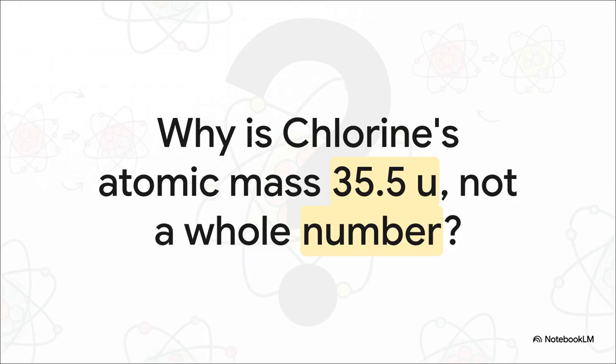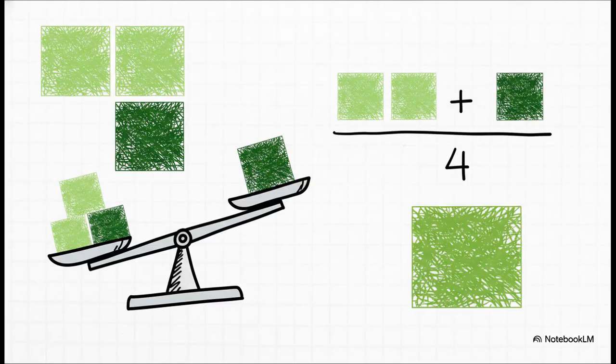The answer is isotopes. The reason is that if you take any sample of chlorine from nature, you'll find it's actually a mix of 2 isotopes. About 75% of the atoms are chlorine-35, and the other 25% are chlorine-37. So the atomic mass you see on the periodic table is a special kind of average, a weighted average, based on how common each isotope is.